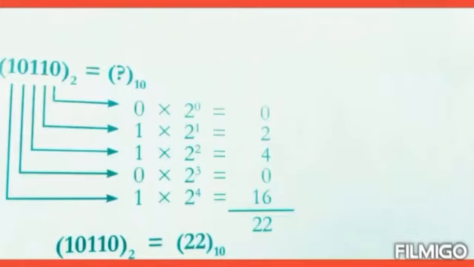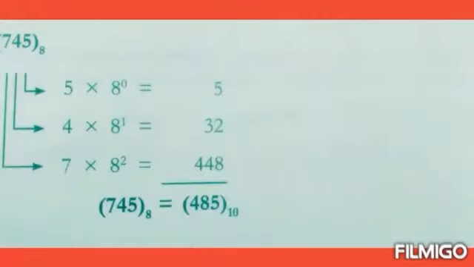Next number has 2 to the power 2, it becomes 4. 4 times 1 is 4. Next number becomes 0 because it is multiplied by 0, and the last number becomes 16. Now add these numbers, it becomes 22. That's why 10110 is a binary number and it's equivalent to decimal number 22.